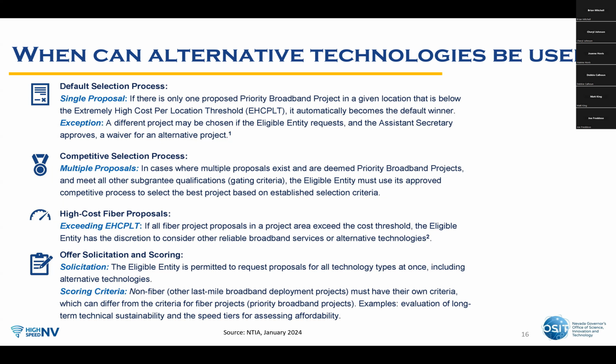This is a lot of jargon, but let me just share that the extremely high cost per location threshold is this federal language that NTIA is using to describe how the state may select technologies other than fiber if it demonstrates that the proposals for fiber are simply above this extremely high cost per location threshold, or otherwise put, the available funds for that project area, given the fact that there have to be funds for all of the project areas across the state.